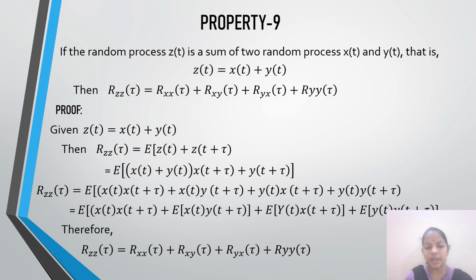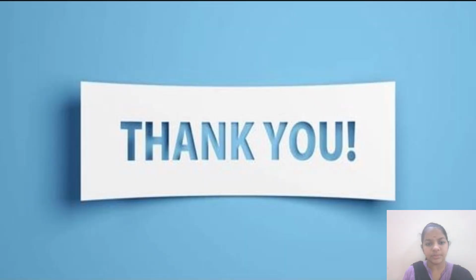We observe that E[x(t)x(t + τ)] is the autocorrelation function Rxx(τ), E[x(t)y(t + τ)] is the cross-correlation function Rxy(τ), E[y(t)x(t + τ)] is the cross-correlation function Ryx(τ), and E[y(t)y(t + τ)] is the autocorrelation function Ryy(τ). So if we simplify that, Rzz(τ) = Rxx(τ) + Rxy(τ) + Ryx(τ) + Ryy(τ). Hence proved. Thank you.